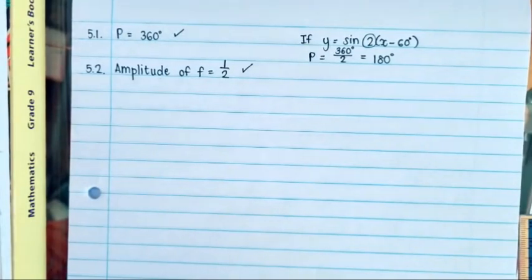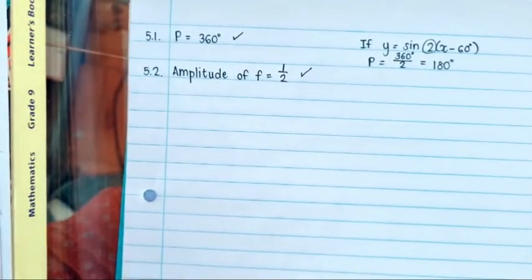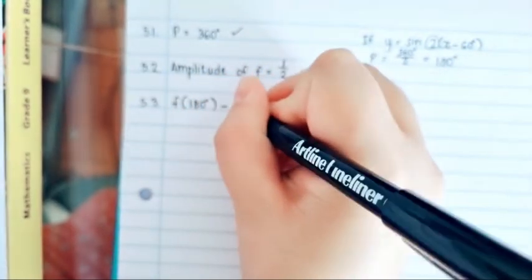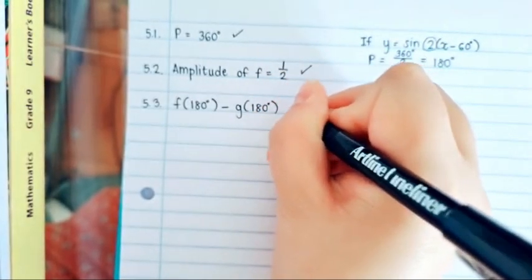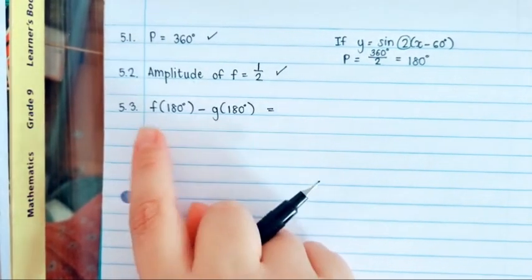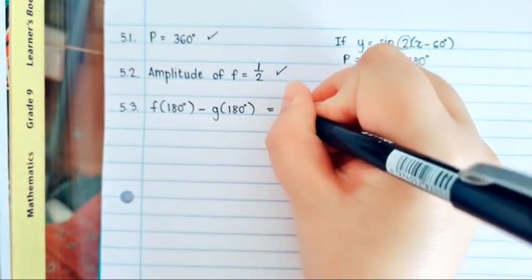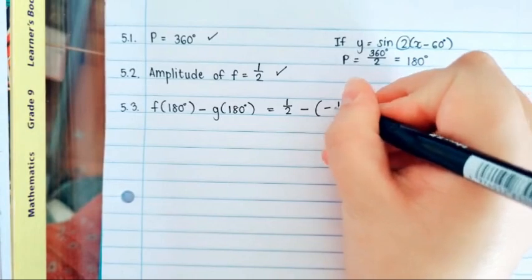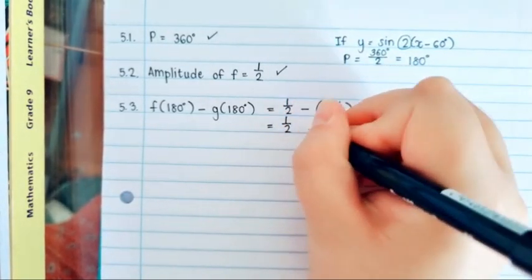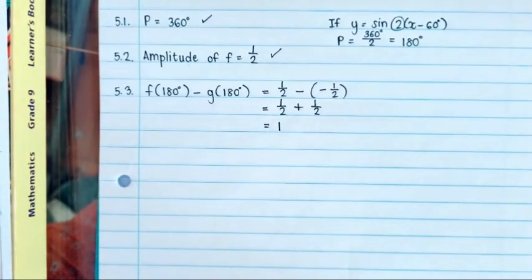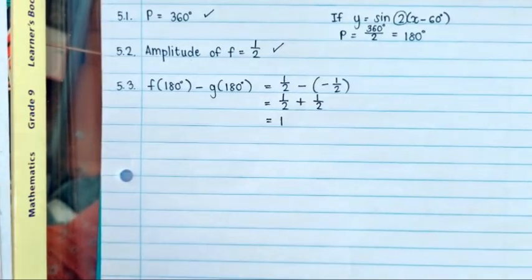Okay, I'm going to write that down. 5.3. They're asking for f(180) minus g(180). Now, f(180), like I said, is the y value of graph f when x is 180. So that is a half. Minus g(180), which is the y value of g when x is 180, and we saw that that was negative a half. All right, so a half plus a half is equal to 1. Okay, where in life are you going to use this? On Monday in your exam. How's that? Okay, 5.4.